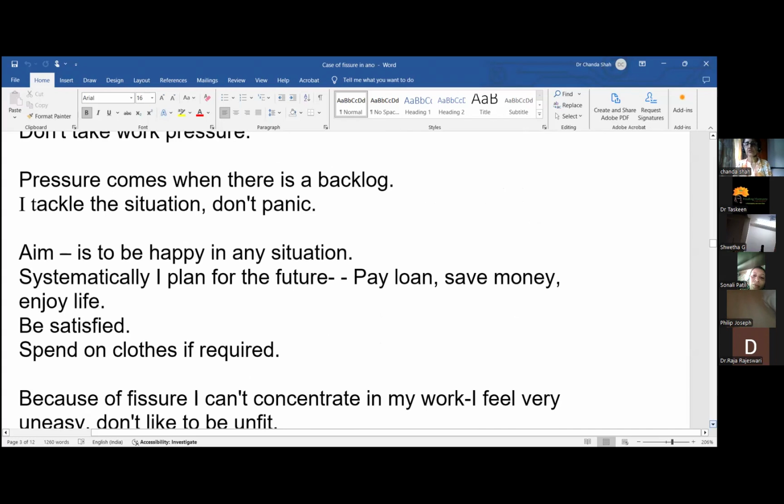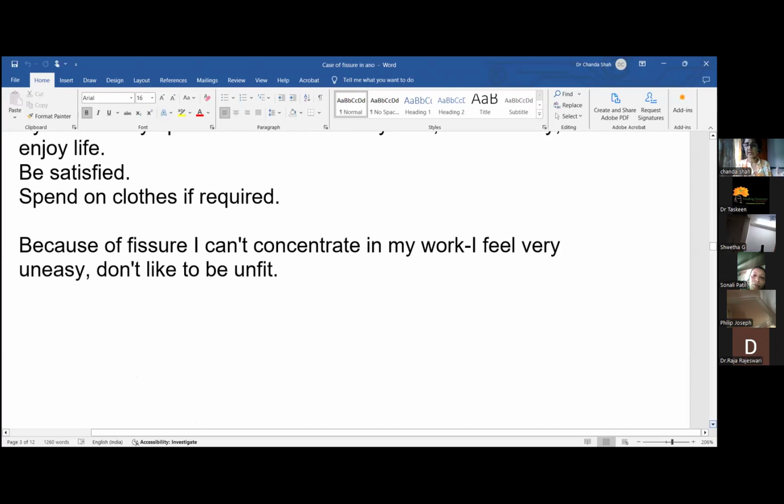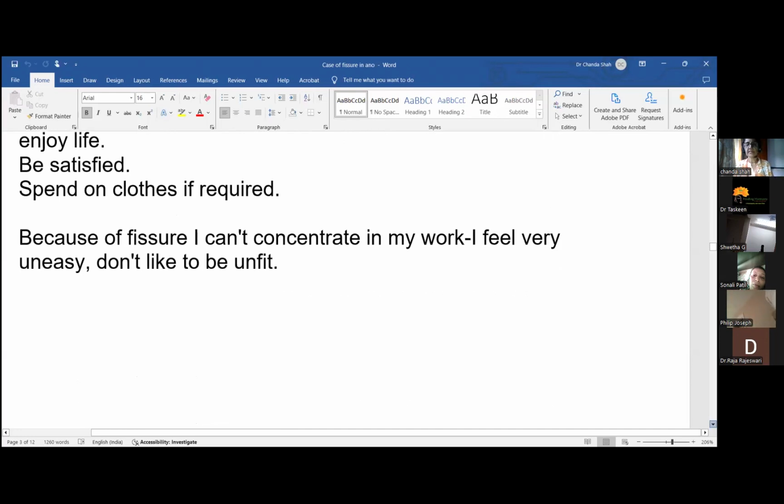I plan for the future. I pay my loan. I save money. Enjoy life. I'm satisfied. Because of this fissure, I can't concentrate in my work. I feel very uneasy. I don't like to be unfit.